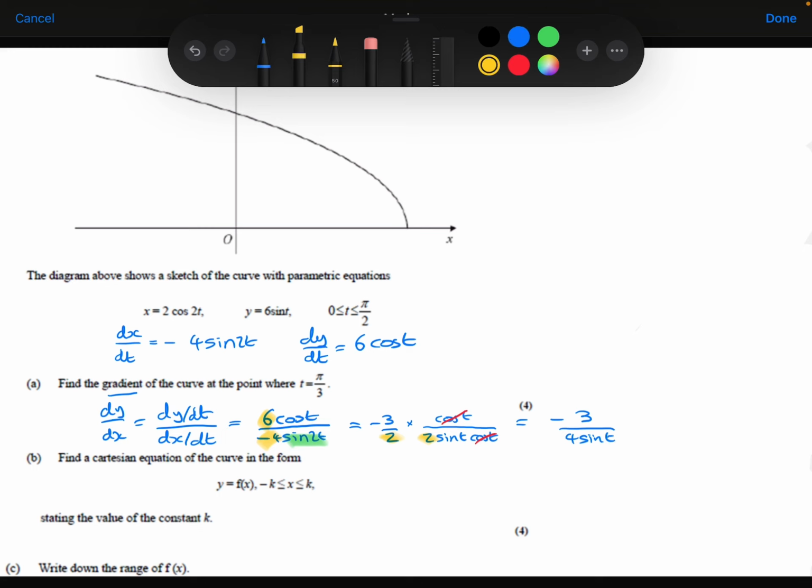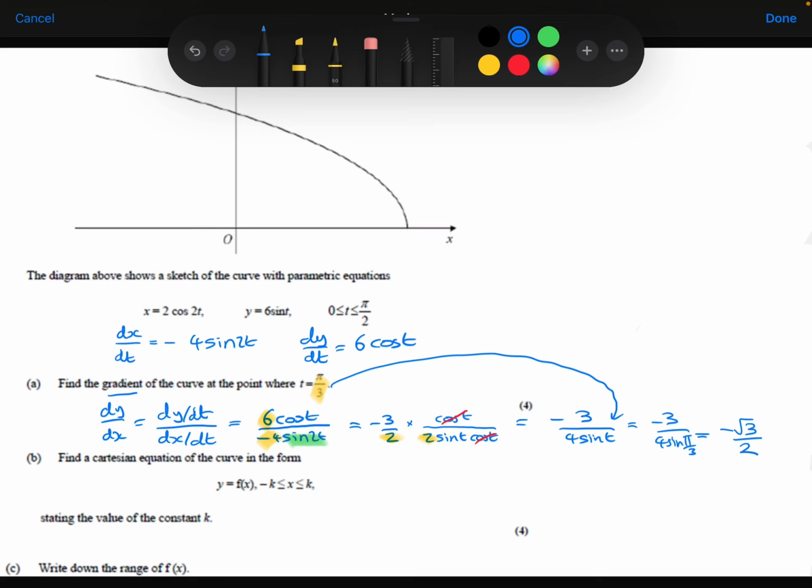I want to know the gradient when t is pi over 3. So let's substitute the pi over 3 in here now. So minus 3 over 4 sine pi over 3, which gives us my answer, minus root 3 over 2. So that is the gradient of the curve when t is pi over 3.